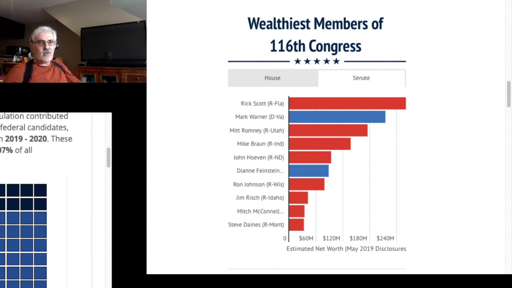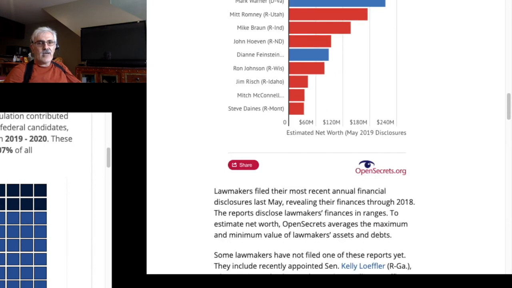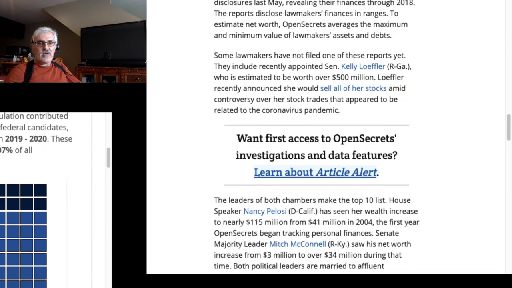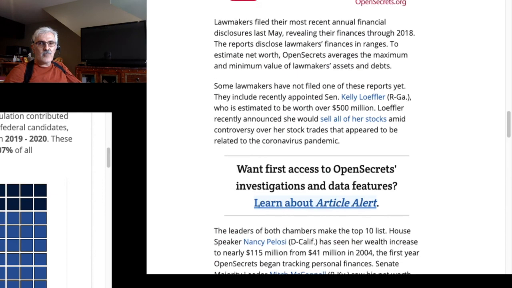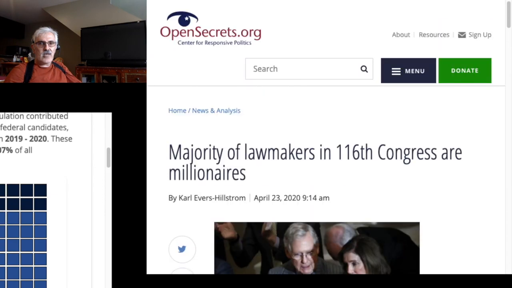$214 million. That's why when I hear people say, "Oh yeah, we gotta cut their salaries to teach them a lesson." Really? Teach them a lesson? A man that has $260 million, you're gonna teach him a lesson by cutting his salary? Come on, man. So anyway, these are the millionaires in Congress, and you can go to opensecrets.org and just read about it in this article.